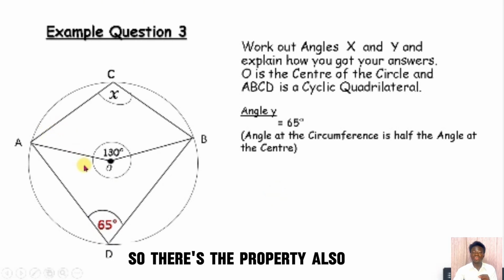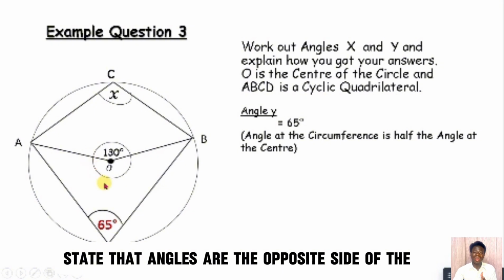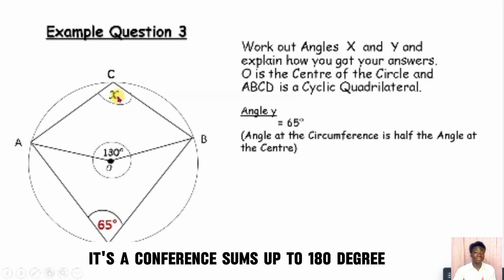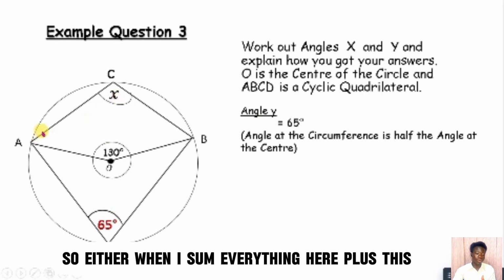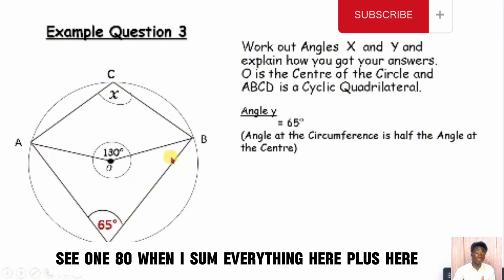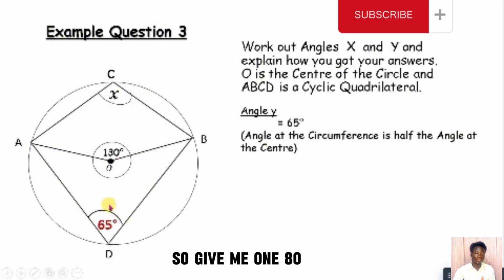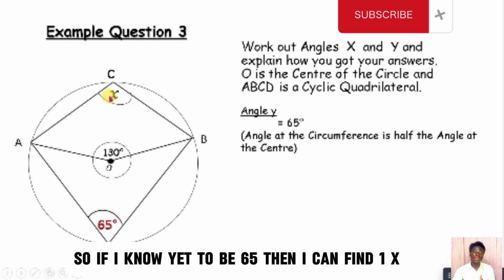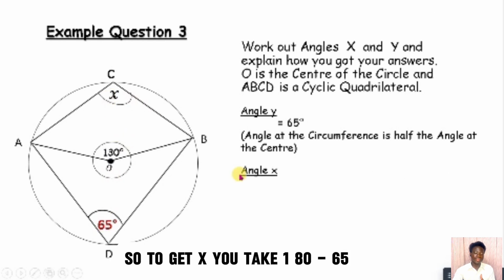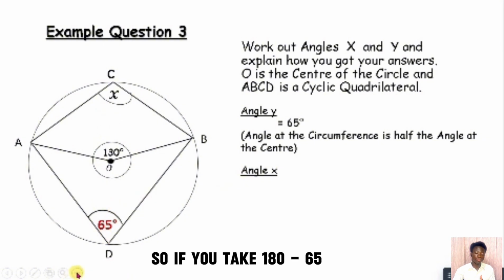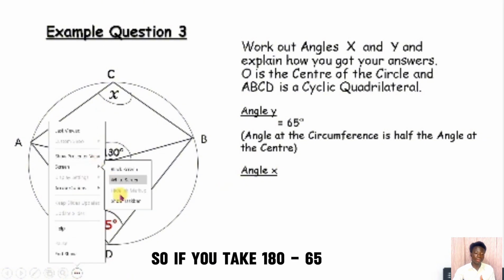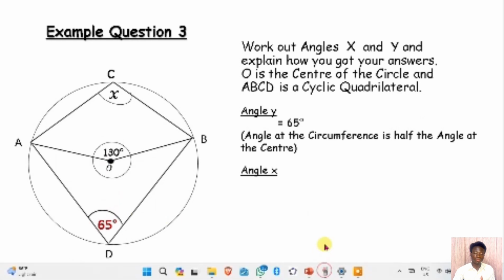Now along with the X. There's a property that also states that angles at the opposite side of the circumference sum up to 180 degrees. So when I sum everything here plus here, it should give me 180. So if I know here to be 65, then I can find X. So to get X, we take 180 minus 65.